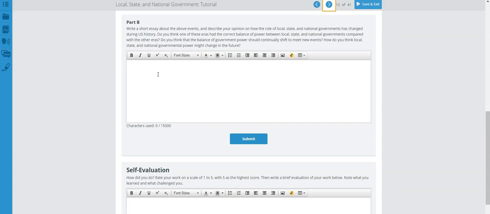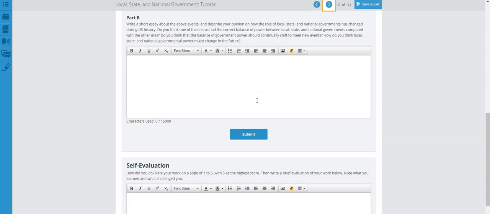It has to have a body paragraph, at least one, and it has to have a conclusion. Please make sure that you put your best effort there.